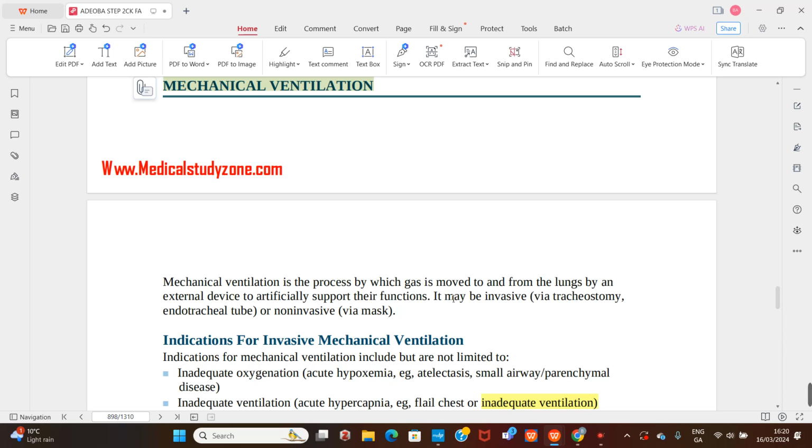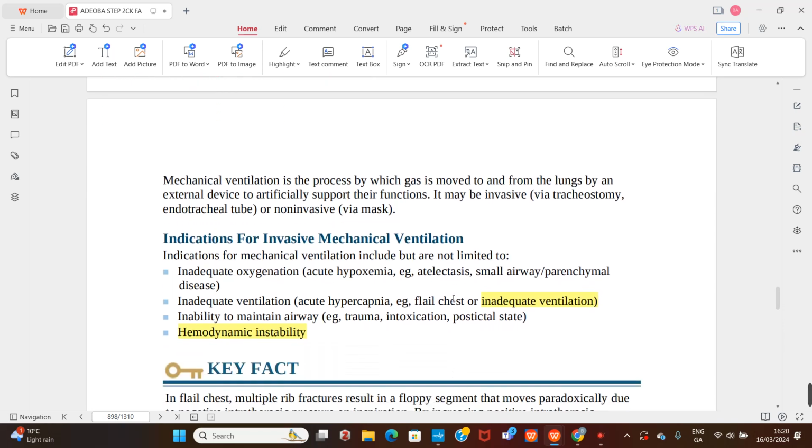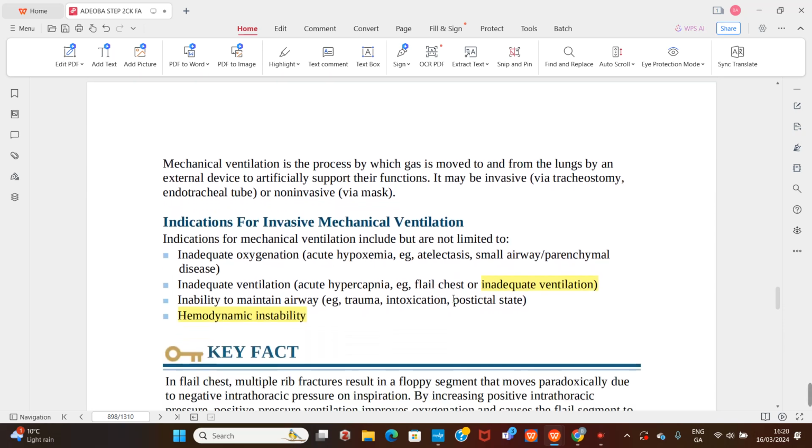Let's continue. So, today we're going to continue with mechanical ventilation. From what we have here, mechanical ventilation is just a process by which gas is moved to and from the lung by an external device, which is a mechanical ventilator machine, and it's just there to artificially support the function of the lung. So you can use this machine in two ways. It may be invasive or non-invasive.